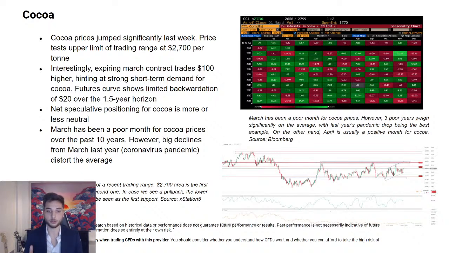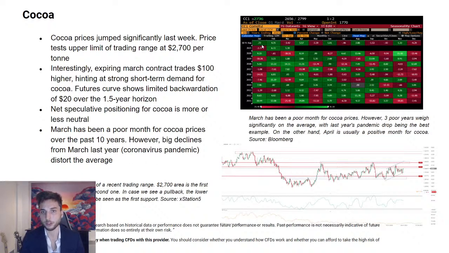Now at the moment it is a little bit more unclear, because on cocoa in particular, the net positioning is quite neutral, meaning that it could be 50-50-ish going up or down a few percentage points. But March has been a poor month for cocoa prices over the past 10 years. Big declines from March last year. However, as I said, big declines from March last year, which is the pandemic, distort the average.